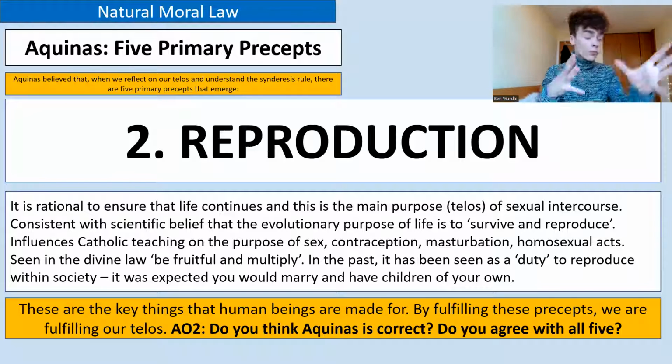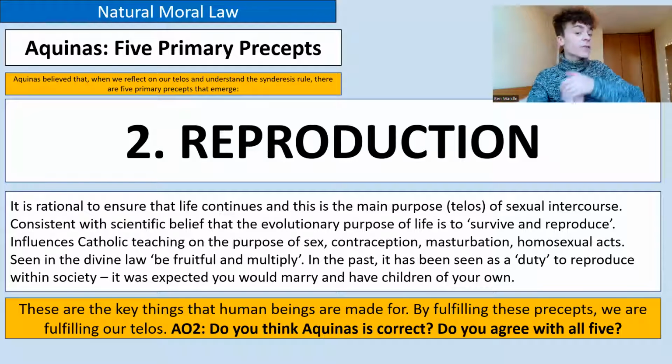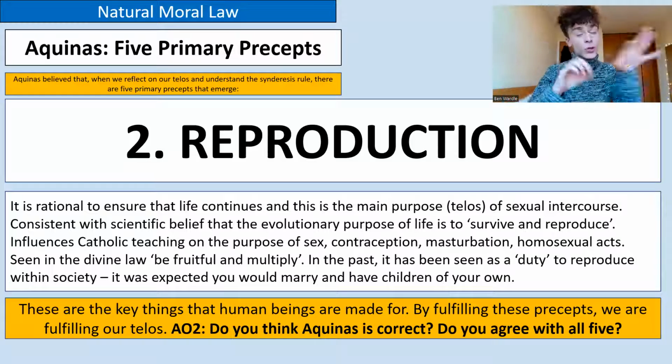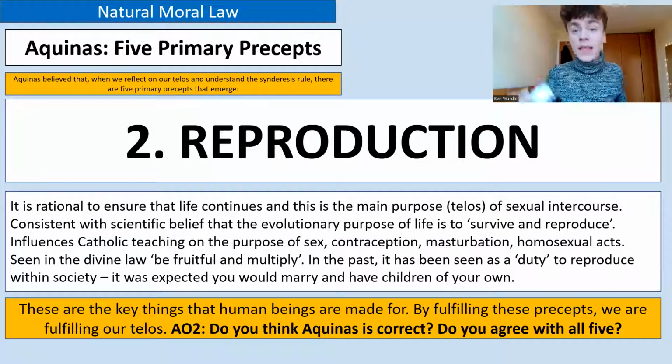And of course, we can talk about different ways of reproducing now. So through adoption, for example, IVF. So could that mean that homosexuality is not actually wrong because you can still reproduce, just not biologically? For Aquinas, the answer would have been no, because he links the sex act to this particular purpose. The telos of the sex act is reproduction.